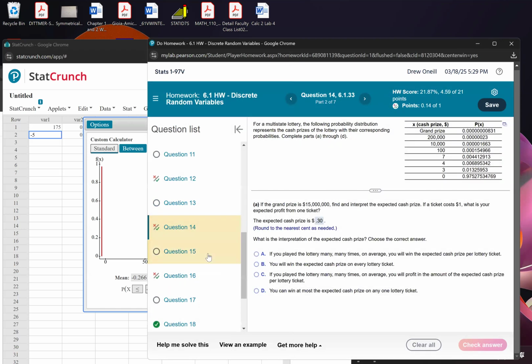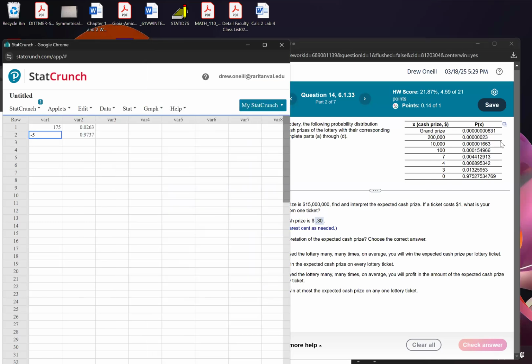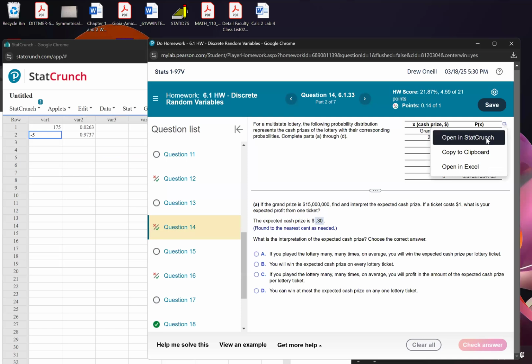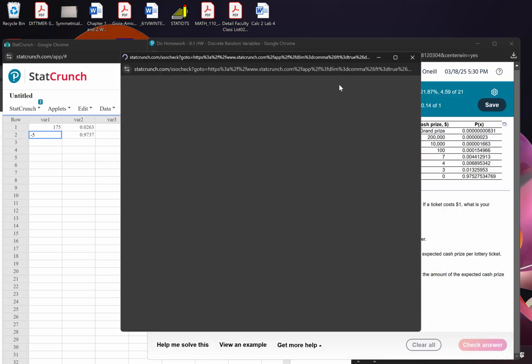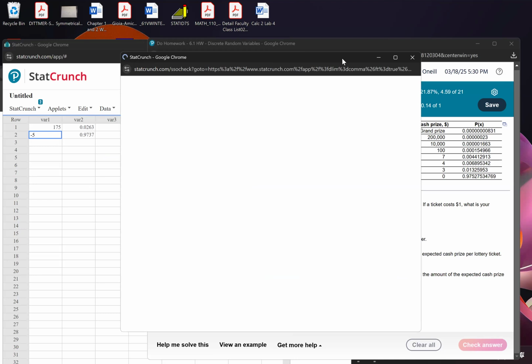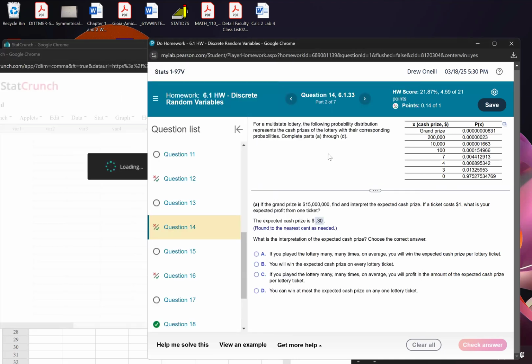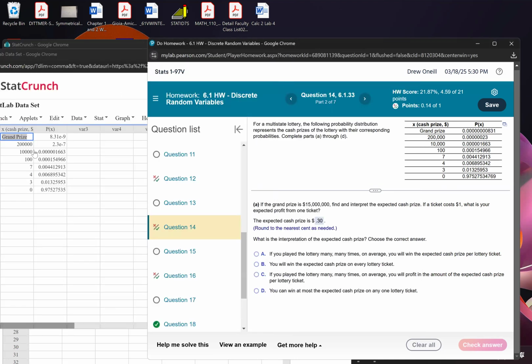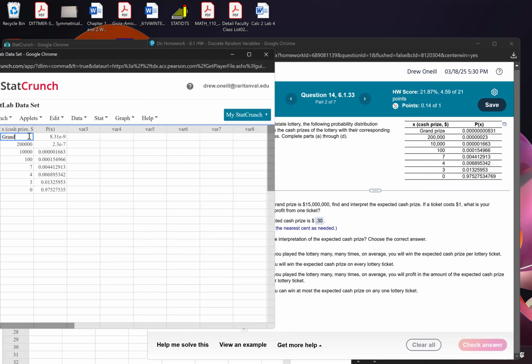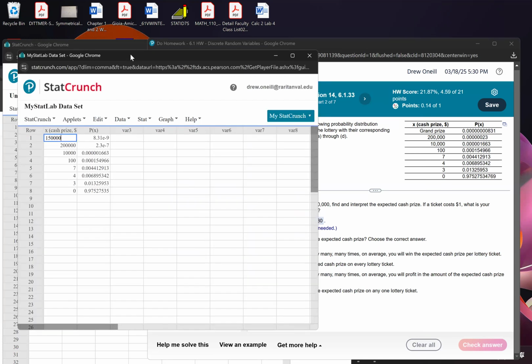Again, you guys have help with these, so it's not like you're on your own, but that's how all these problems are done. So open up this one in StatCrunch. It's the same thing. This is some sort of grand prize game. I don't know what the game is, but if you win, you get $15 million. That's not bad. 15 mil, we'd all be driving Lamborghinis, wouldn't we? Is that 15? Oh, that's 15 million.